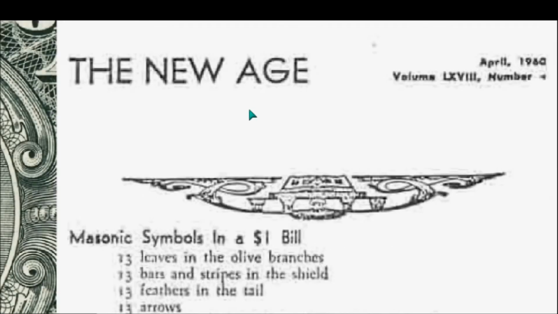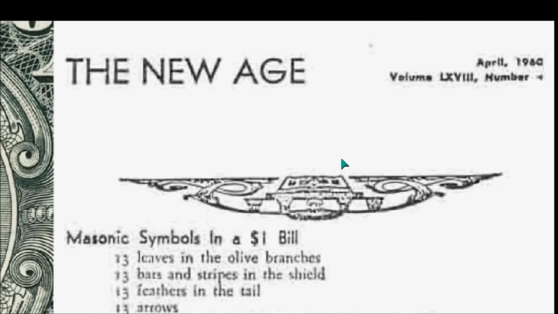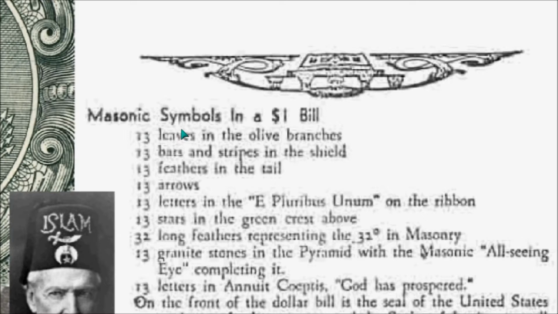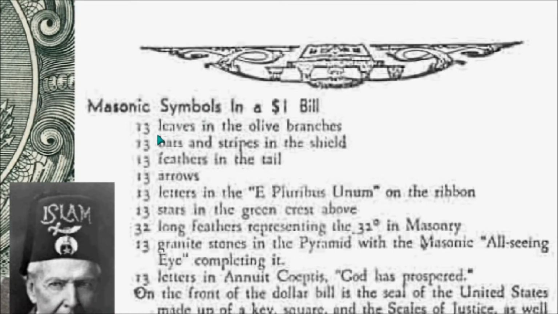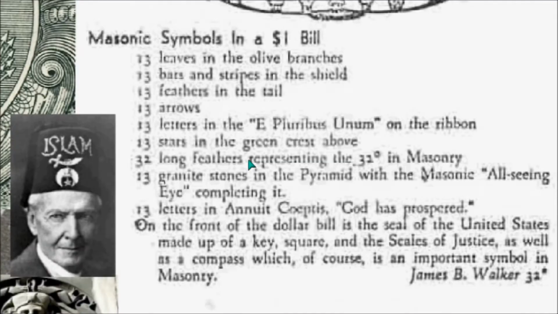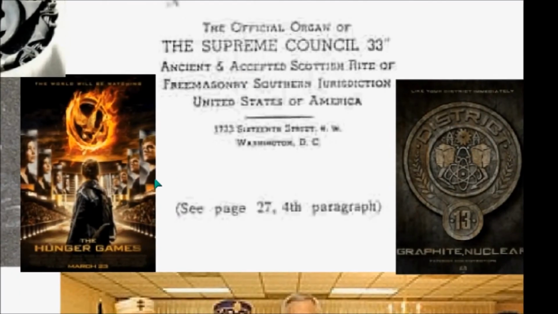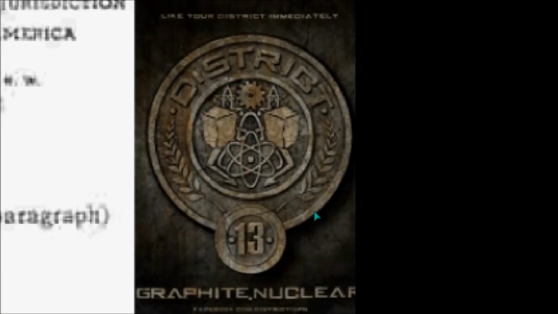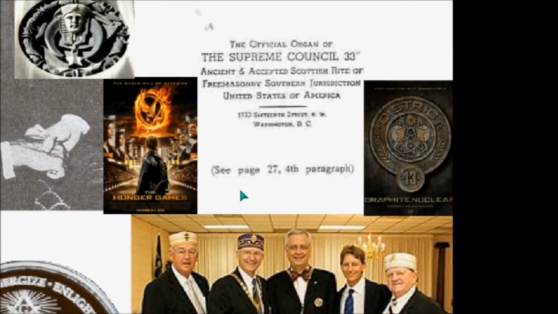And so you have here the New Age magazine. This is April 1960, and you can see the Masonic symbols on the dollar bill and the reference to 13s. Just to prove to you that 13 is a number of rebellion, if you look at the Hunger Games movie, the 12th district is the one that competed, which they followed in that movie. But remember, the 13th district was the one that rebelled. And so these writers, everyone in the industry, they know what this represents.